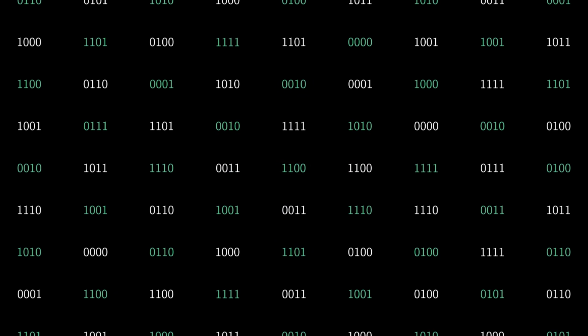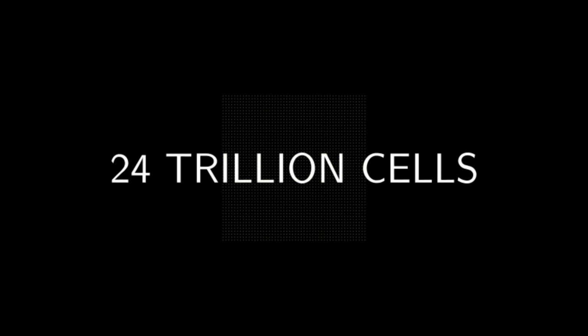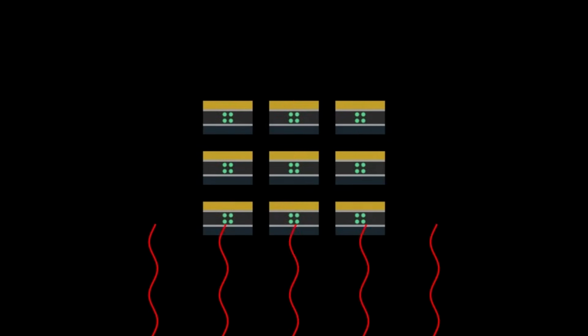The mathematics of this scale are almost incomprehensible. For example, 12 terabytes equals roughly 96 trillion bits of data. By storing 4 bits per cell, that requires 24 trillion individual memory cells, all stacked, connected, and functioning flawlessly inside this piece of plastic. But this density introduces immense engineering challenges.